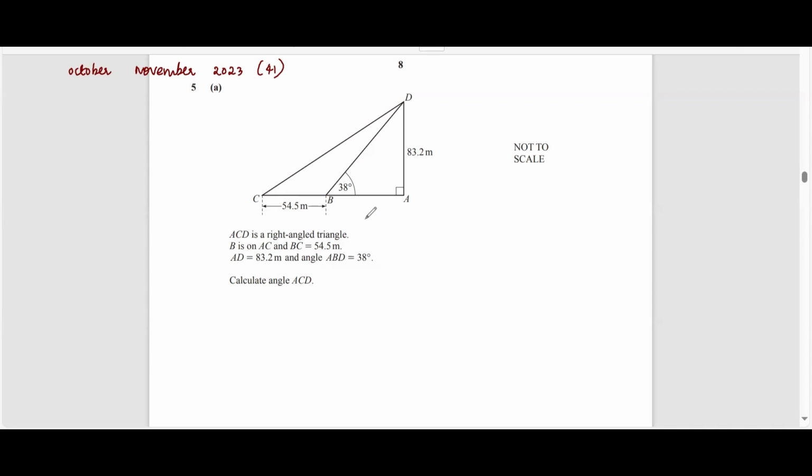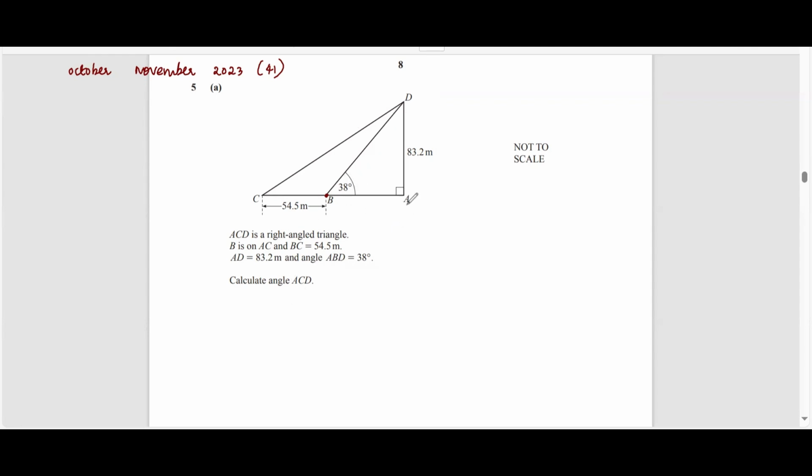ACD is a right angle triangle. We can see that ACD is a right triangle because angle at A is 90 degrees. B is on the line AC. So we can see that point B is on the line AC and the length BC is mentioned as 54.5 meter. AD, the side length, is given as 83.2 meter. And angle ABD is given as 38 degrees.